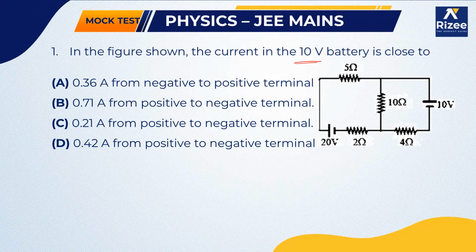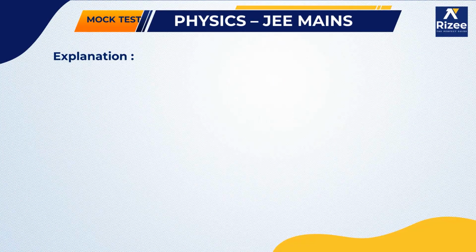This is a pure application question, and you can go by different methods. Kirchhoff's law is one method, and the equivalent EMF or equivalent resistance method is another. I prefer to go with Kirchhoff's law method. Let me draw the diagram again here, please.